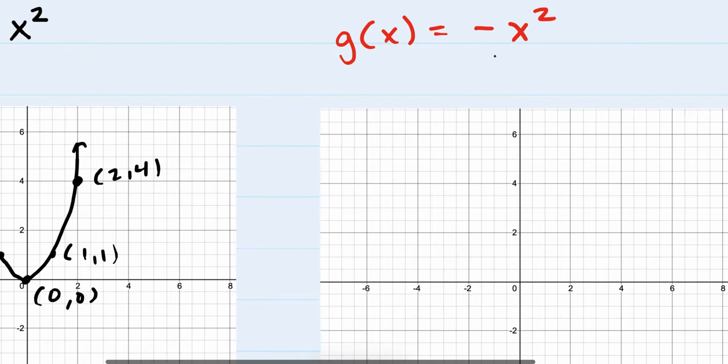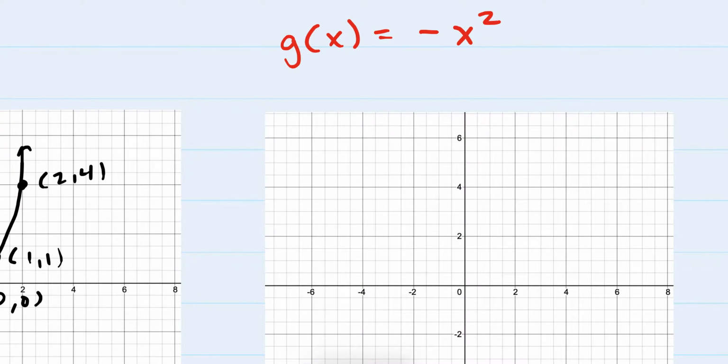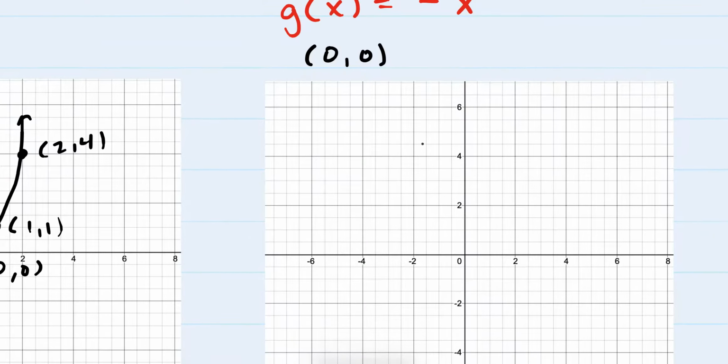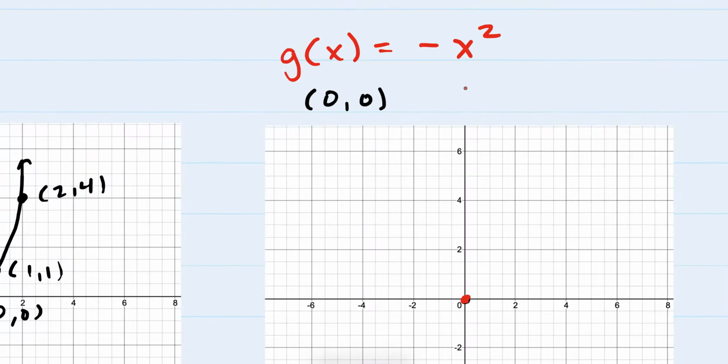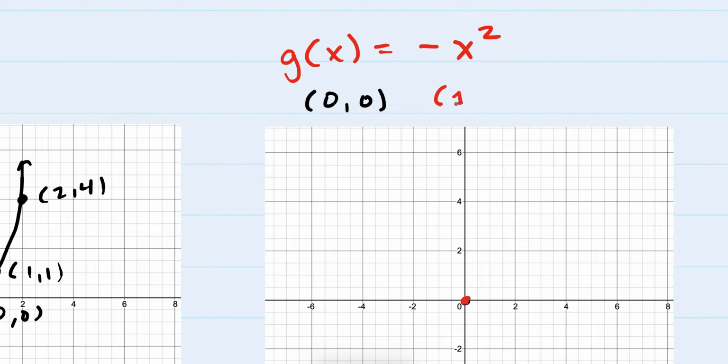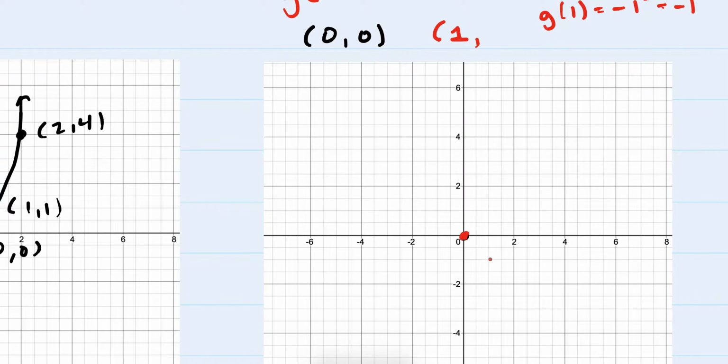Now let's graph this function. We're going to plug in some points. What happens if I plug in 0 for x? Well, I'm going to get 0 for g of x, or y. So I'll have a point at 0, 0. In fact, let's do this in red to go with this function. What happens if I plug in the value 1 into x? Well, 1 squared is 1, and then I multiply it by a negative, I get negative 1. So 1 goes to negative 1.